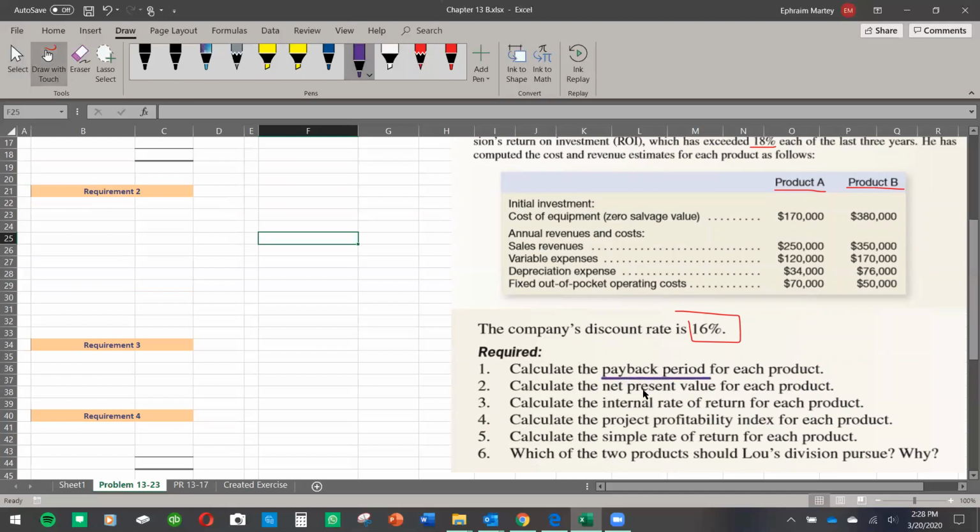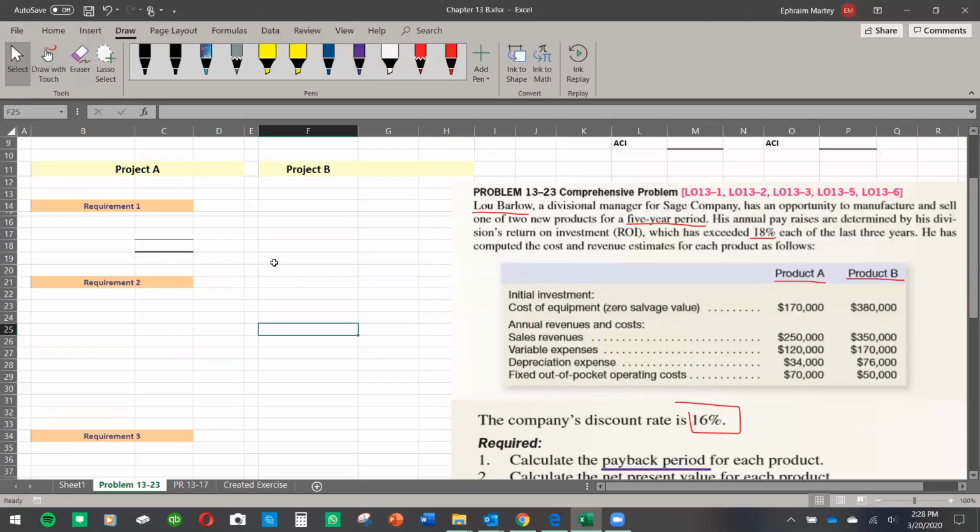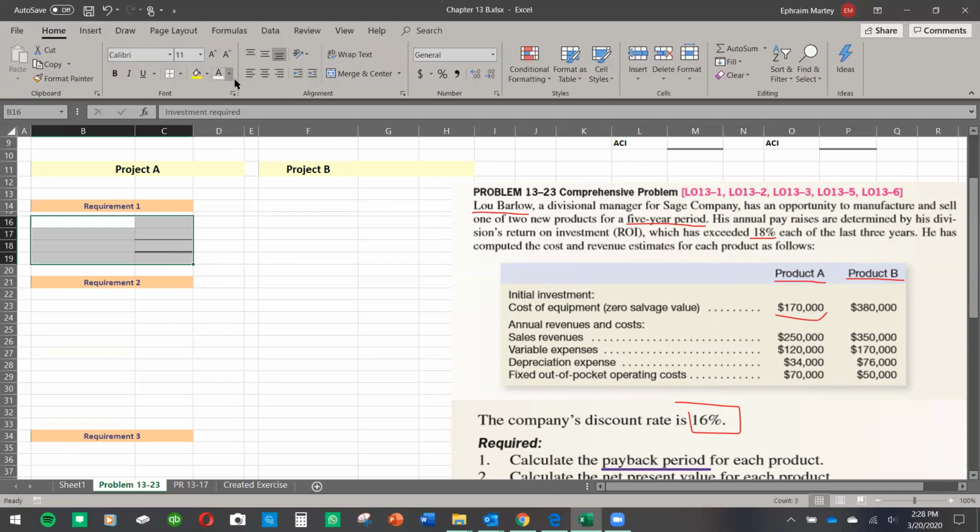period for each product. What does it mean, payback period? Payback period simply means how long is it going to take Lou to get his investment back. If he invests 170,000 in product A, how long is it going to take him to get that 170,000 back? Is it going to take him exactly 5 years? Is it going to take him less, or is it going to take him even longer than 5 years? That is payback period. With that, we have to know the investment required divided by the annual net cash inflow.